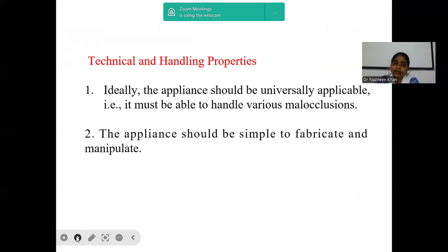The third is the technical and handling properties. Ideally, the appliance should be universally applicable, must be able to handle various malocclusion. The appliance should be simple to fabricate and manipulate.